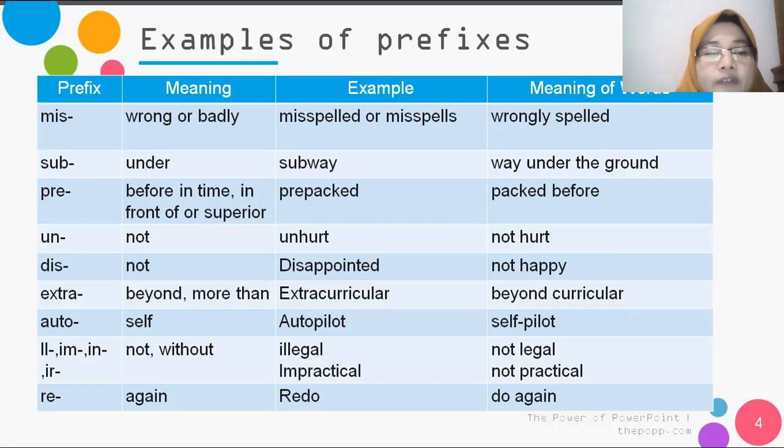And then the prefix re. Re means again, such as redo, or do again.